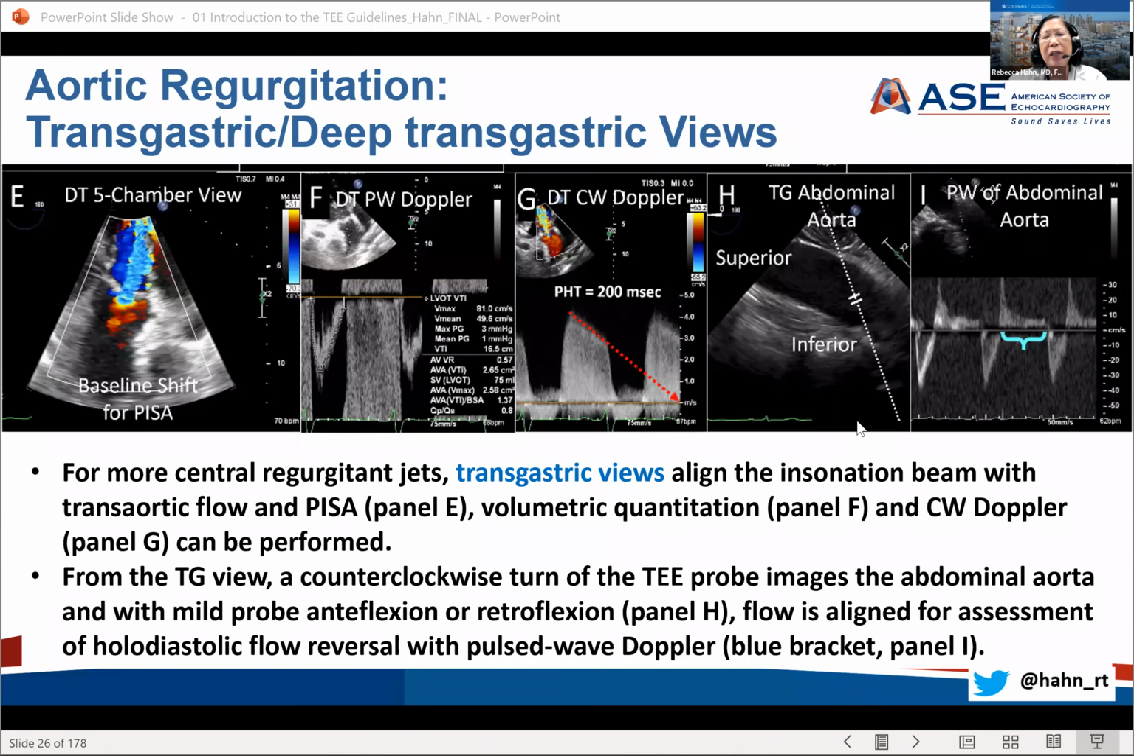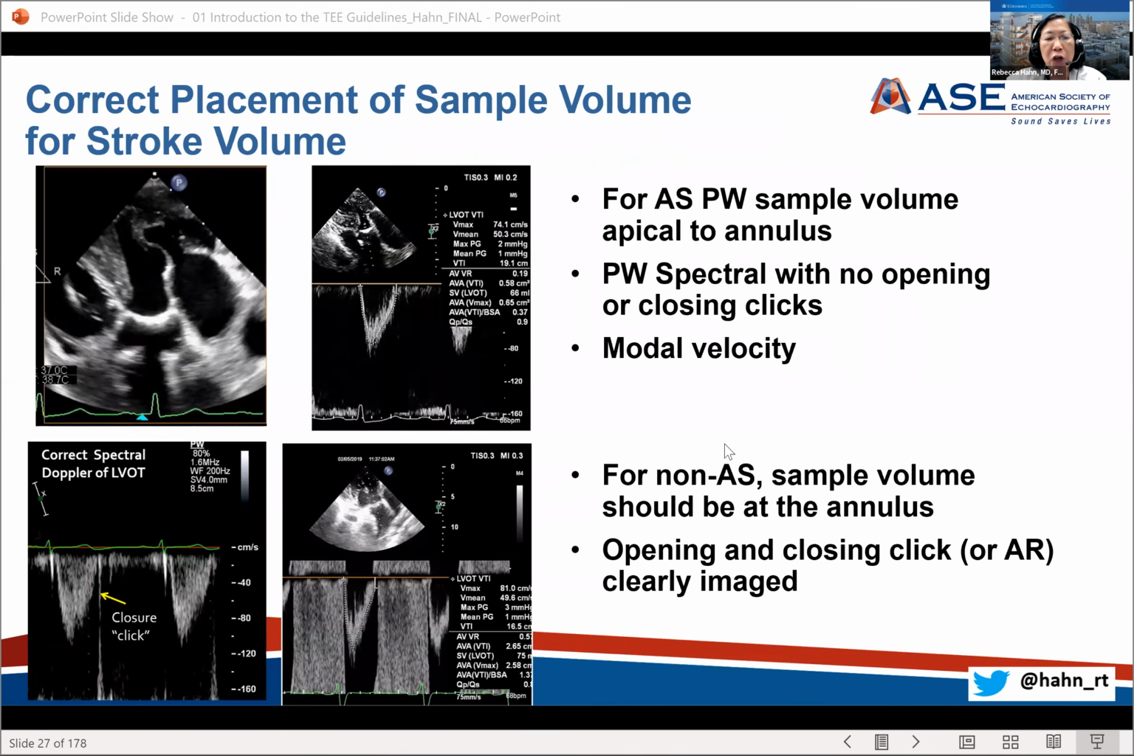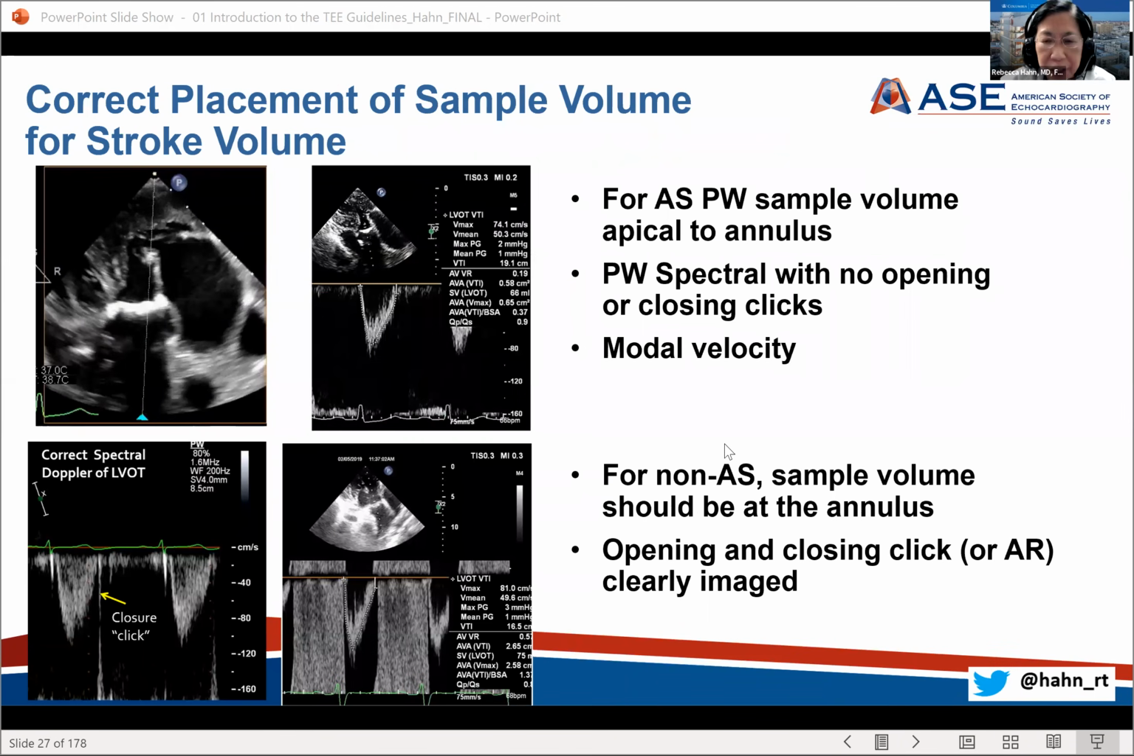Remember also that from either the proximal descending or the distal descending aorta, you want to look for flow reversal. So holodiastolic flow reversal. And in the proximal aorta, we really want to have an end diastolic velocity of over 20 centimeters per second in order to be specific for severe aortic regurgitation.